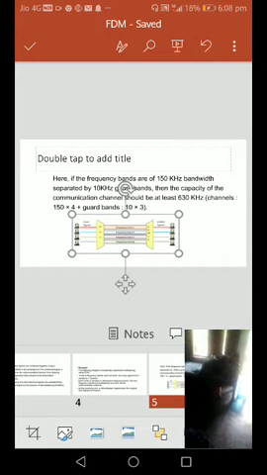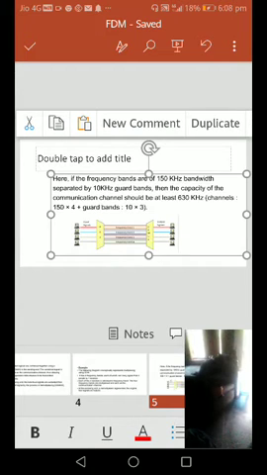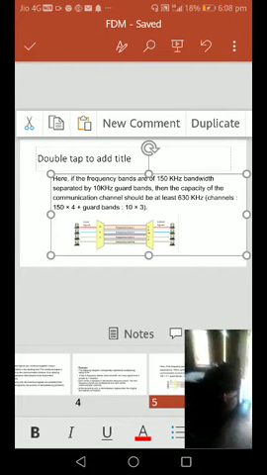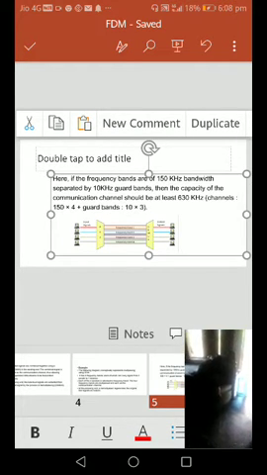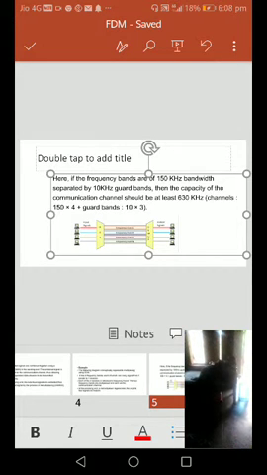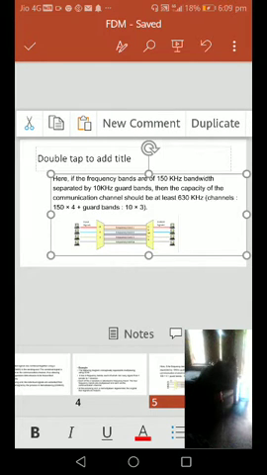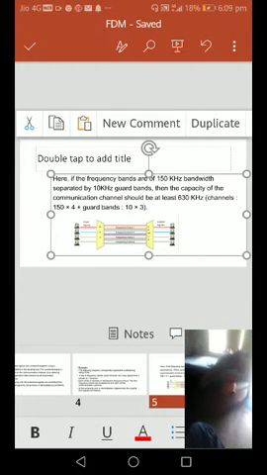Similarly, you can take another frequency: a total bandwidth of 150 kilohertz separated by 10 kilohertz. If we take 100 kilohertz with a guard band of 1 kilohertz, then 100k into 4 means 400 kilohertz, and guard bands of 1 kilohertz into 3 means 3 kilohertz. So 400 plus 3k of signals are added to share the common channel.